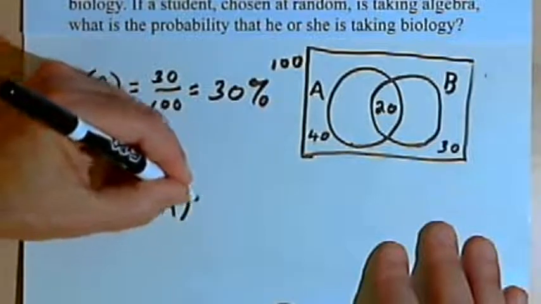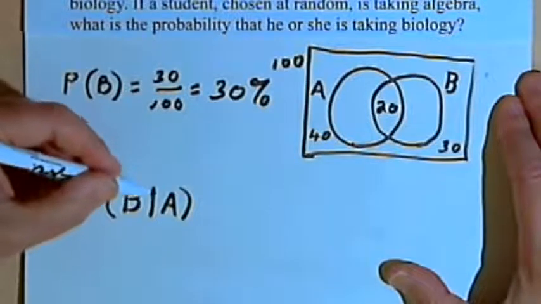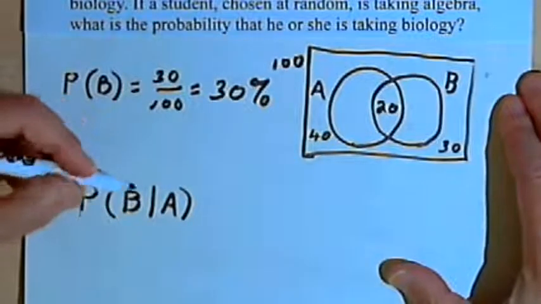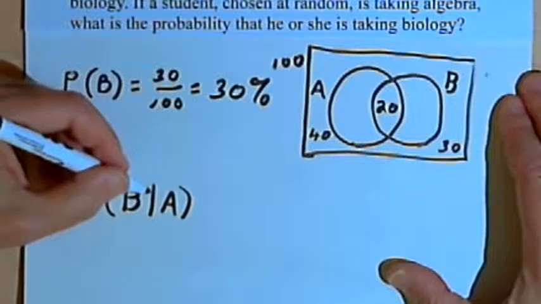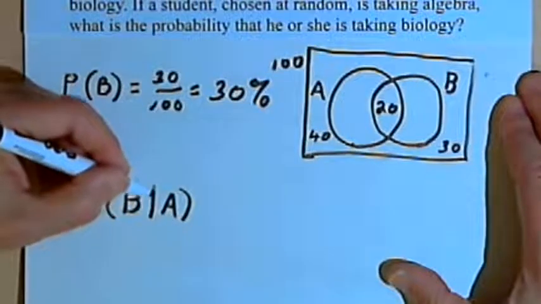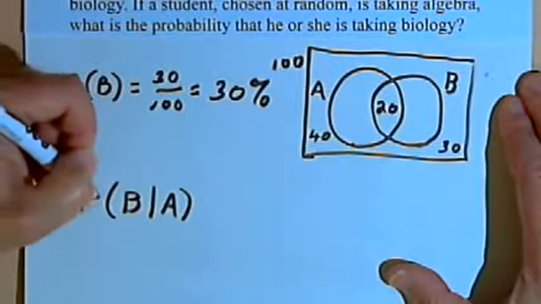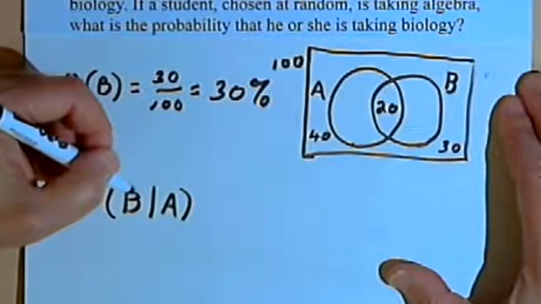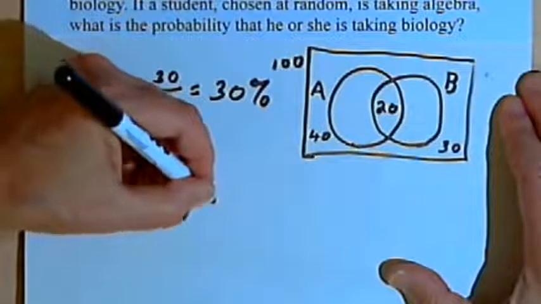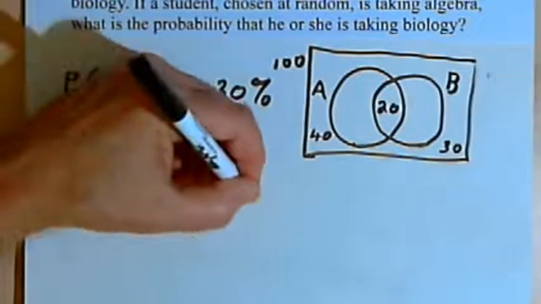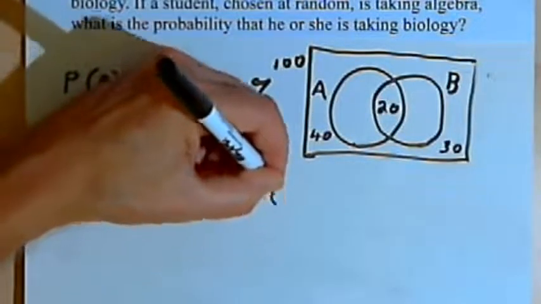Let me explain this notation. The probability, and then in parentheses I've got B and a bar and an A. Well, the B stands for biology, the probability that a student is taking biology, and the bar is "given that." In other words, we already know that the student is taking algebra. So we're looking for the probability that a student is taking biology if we already know that the student is taking algebra.